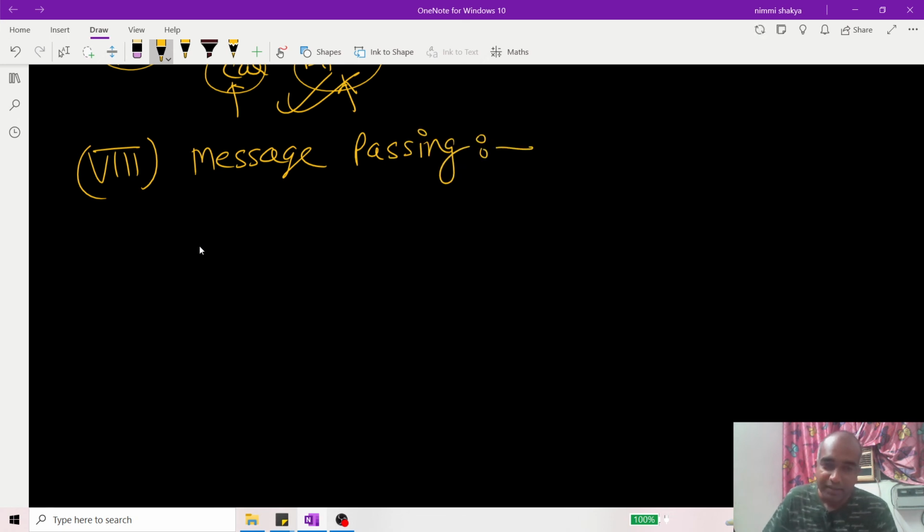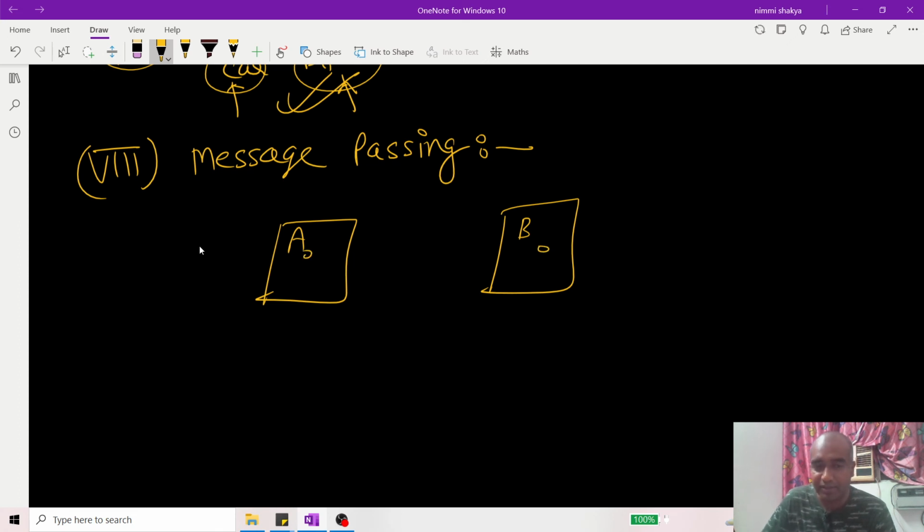Message passing. There is an object A and there is an object B. A has some information, B has some information. Suppose A wants some information from B. We saw the example earlier, like there is a finance department, there is a sales department. So the sales department wants some information from the finance department.